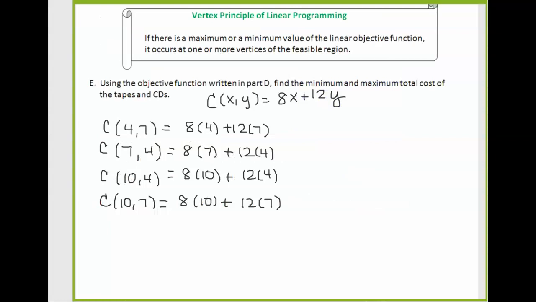Okay, so go ahead and plug those in. So you get 116, 164, and 104. So our max occurs, which makes sense, at that top peak where you buy the max number of tapes and the max number of CDs. Our minimum occurs where we buy more tapes than CDs because tapes are cheaper.